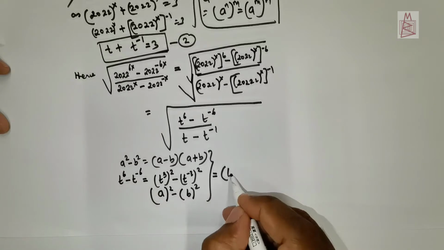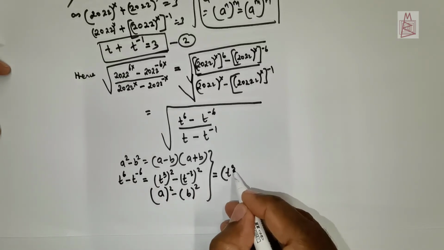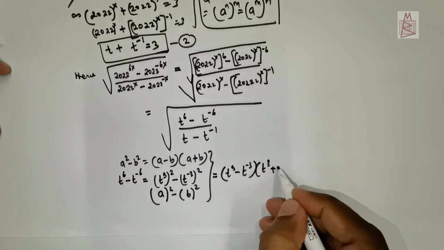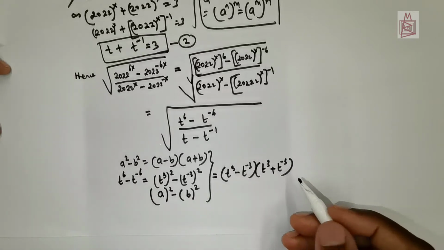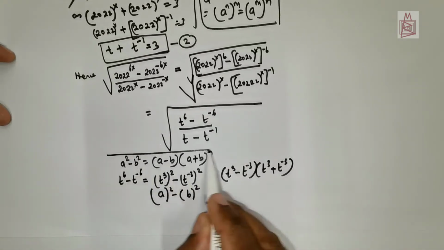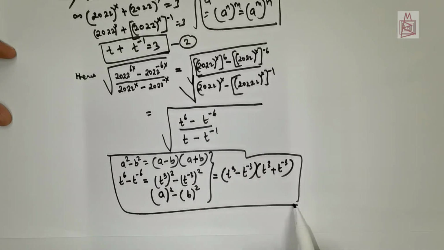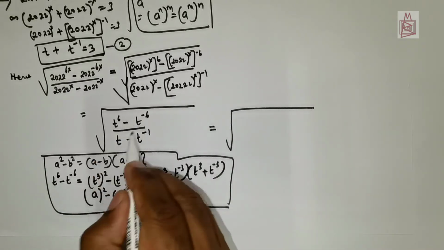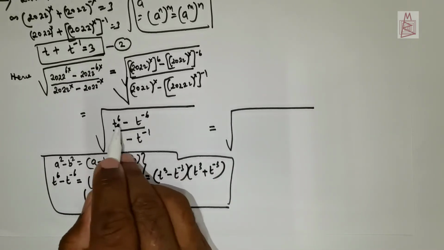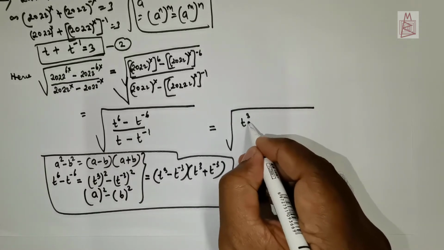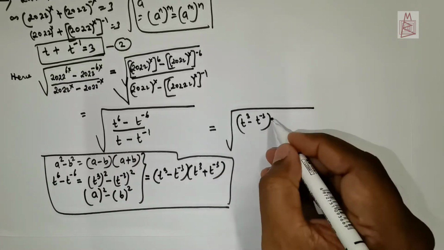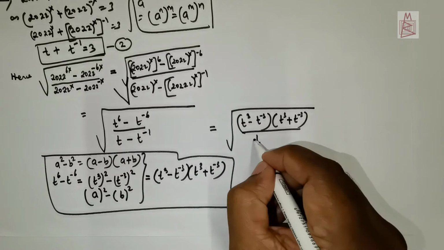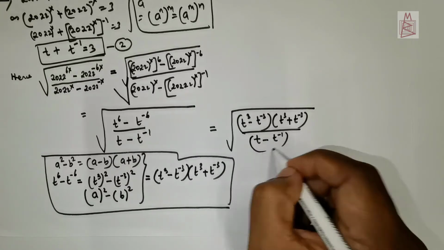So in place of a minus b, my a is t cubed. So t cubed negative t power negative 3 multiplied with t cubed positive t power negative 3. Do you follow me? So I can always write it like this. This is just to show you what is exactly happening. Now this is equal to, using that algebraic deduction, t to the power 3 negative t power negative 3 times t power 3 positive t power negative 3, divided by t negative 1. So this is what I have got.